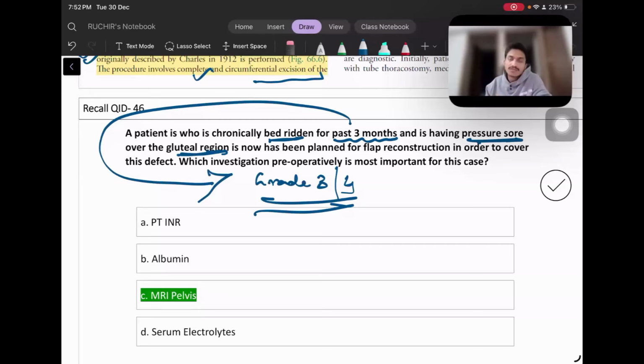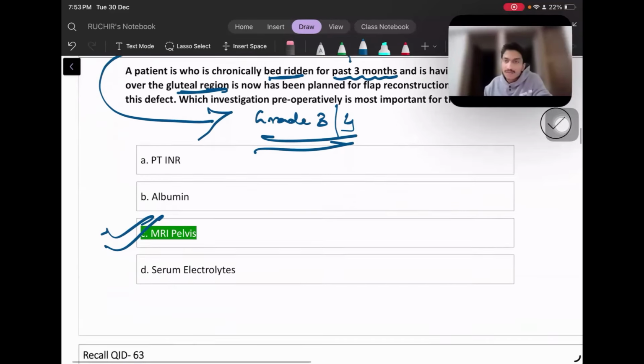What you do is an MRI. Why is MRI done? MRI is done to evaluate the soft tissue and also the bone, specifically to rule out osteomyelitis or anything. Why? Because you have to remove part of the bone as well along with the flap coverage so that there is no recurrence of the pressure sore. So the answer here is MRI for this bed sore case, and this has been confirmed by a plastic surgery faculty, so there is no doubt or discussion about it. Albumin has no role in this.